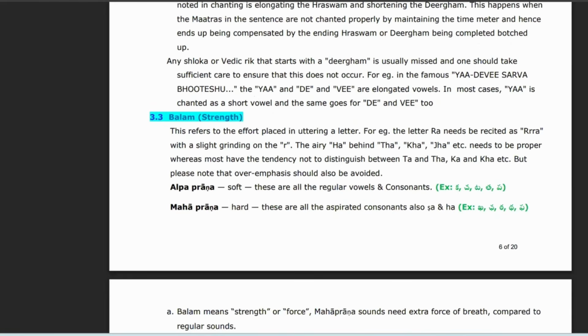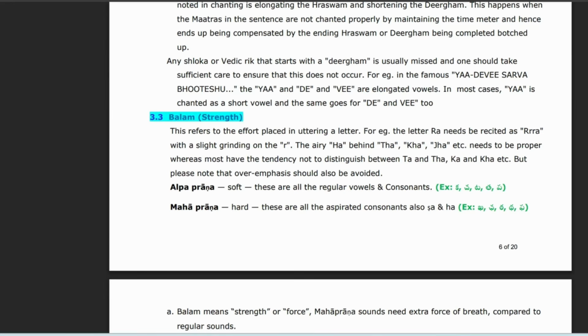The next one is Balam, which is the Mahaprana. We always talk about Mahaprana. We try to identify those and put the stress on those. So Kha, Cha, Tha, all these are Mahaprana.